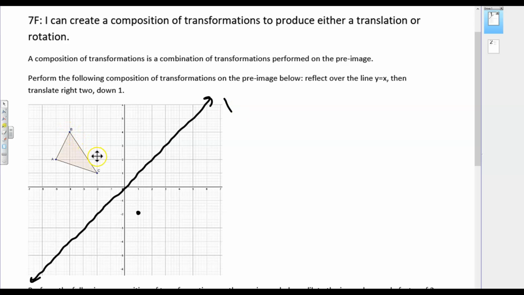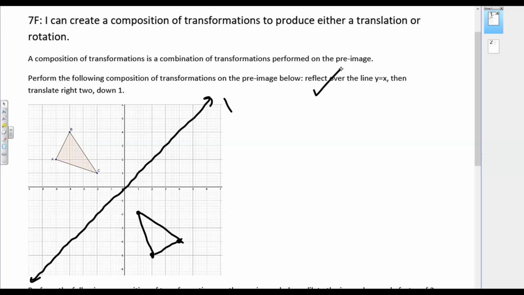B is 1, 2, 3, 4 diagonal units away, so we go 1, 2, 3, 4 diagonal units away, and that will be B. My A now is going to be 1, 2, 3.5. So I go 1/2, 1, 2, 3. That's A. So this is just the reflection. So we've done the reflection, check.